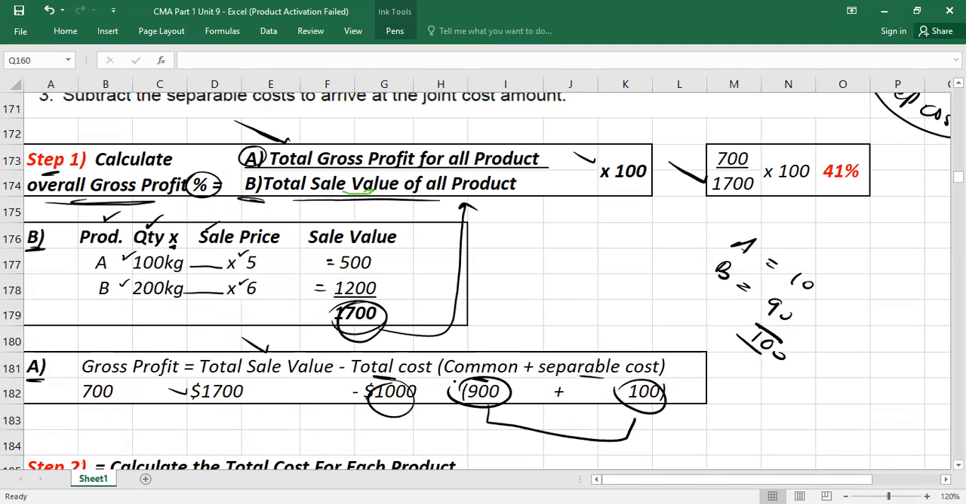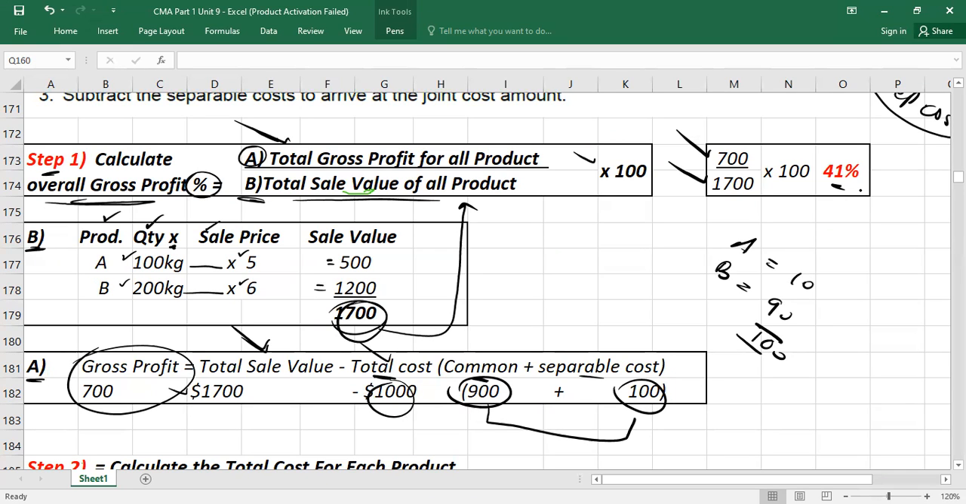So now we have common plus separable. It will give you total cost. If I take total sale value minus total cost, what I will get? I will get gross profit of 700, which I'm assuming here as a numerator. So gross profit is 700. Total sale value is 1700, multiplied by 100. You will get 41 point something percentage. It's rounded values here. Understood? So this is the overall percentage.